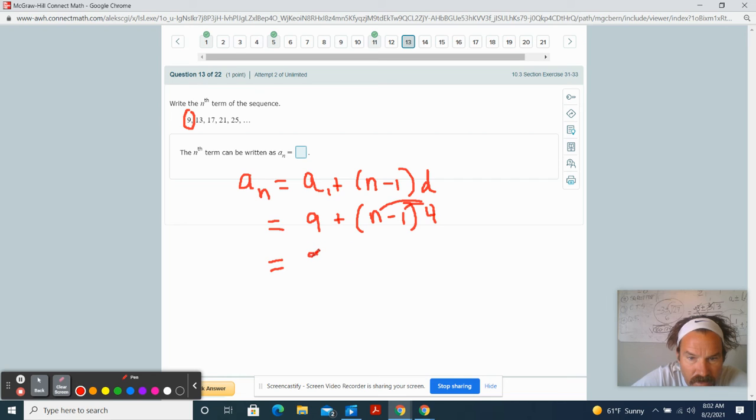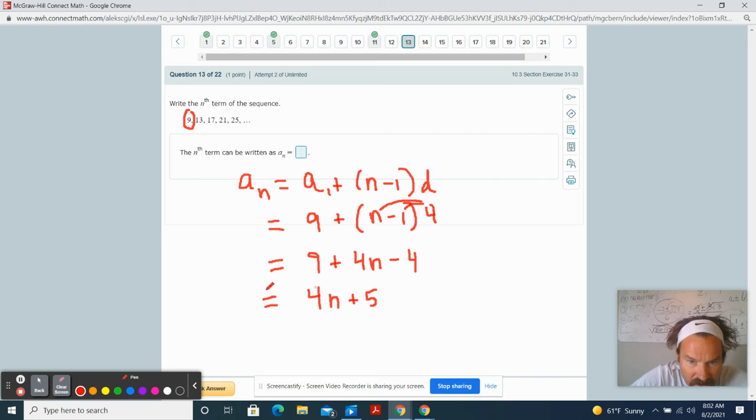Okay, so now, the reason why you couldn't add parentheses in there is they want you to distribute this 4. So you distribute the 4. So this is 4n minus 4. And now you can go ahead and combine the 9 and the 4. So that's going to be 4n. 9 minus 4 is 5. So it's going to be 4n plus 5.